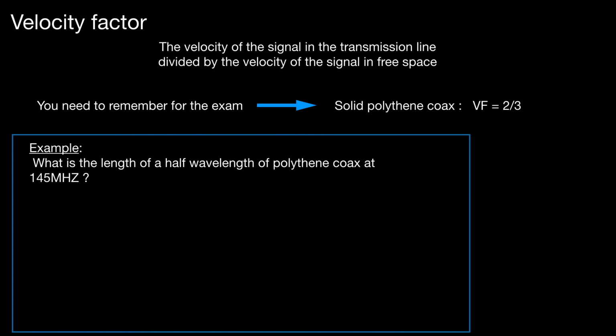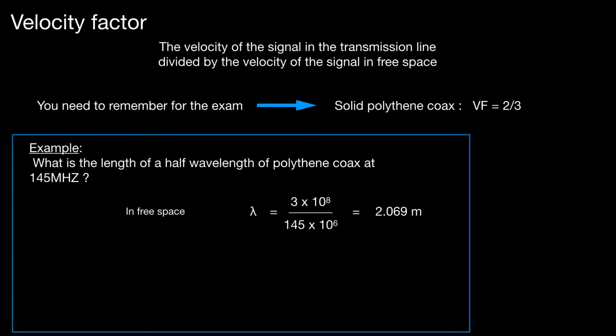So, let's do an example. What's the length of a half wavelength of polythene coax at 145 megahertz? Well, the first thing to do is to work out the wavelength of 145 megahertz. And using the formula V equals F lambda, you can use the triangle to change that to lambda equals V over F. And because we're looking at free space, that would be 3 times 10 to the 8th over 145 times 10 to the 6th, in other words, 145 megahertz. And that evaluates to be 2.069 meters.